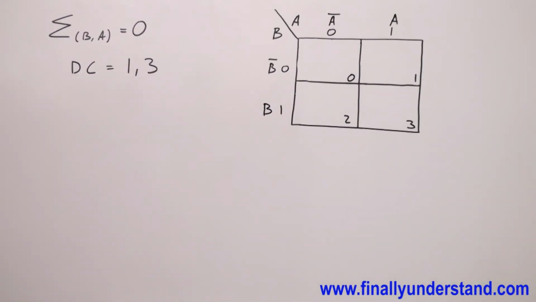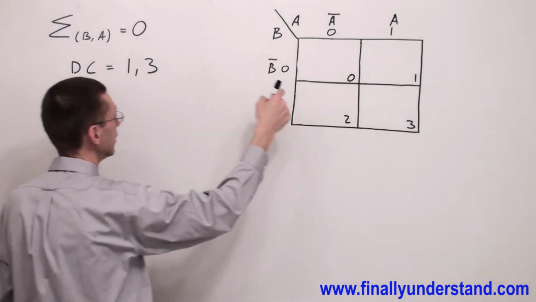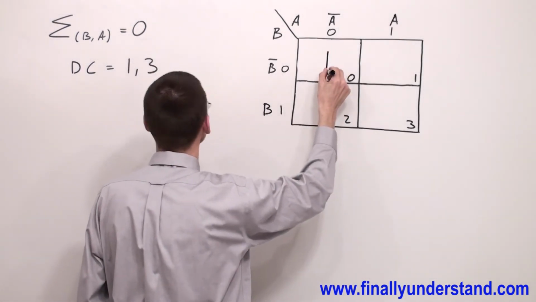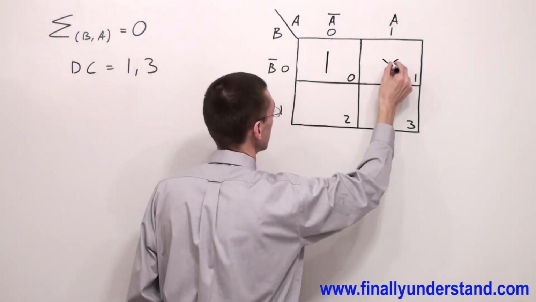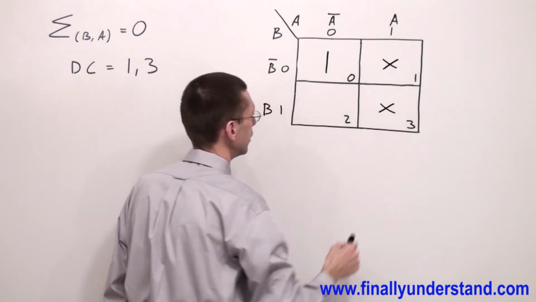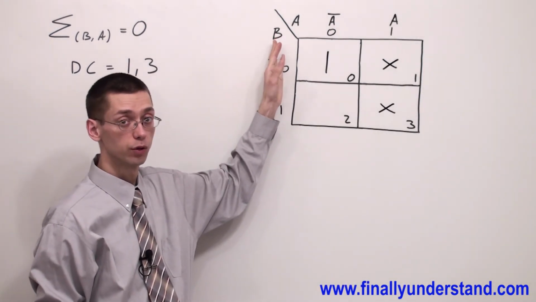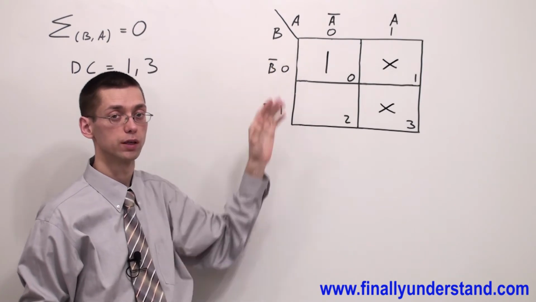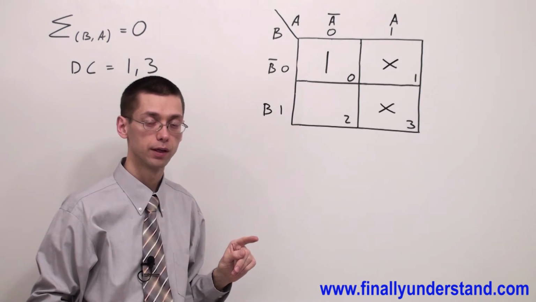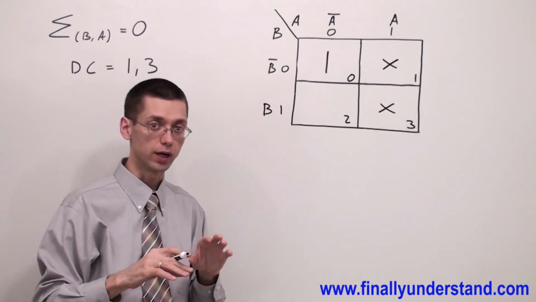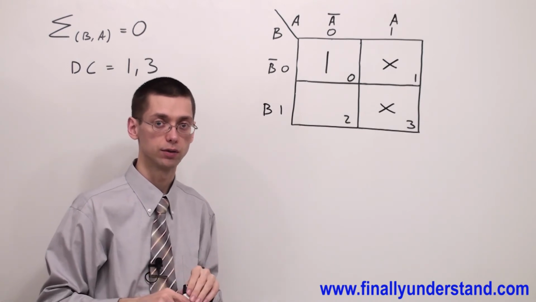Let's take a look at this example. We have 1 in cell number 0. And I have don't cares in cell 1 and 3. Anytime we have 2 variables came up, we're supposed to make the groups of 1, 2, or 4. The bigger the group we create, the fewer variables we are going to have in our answer.